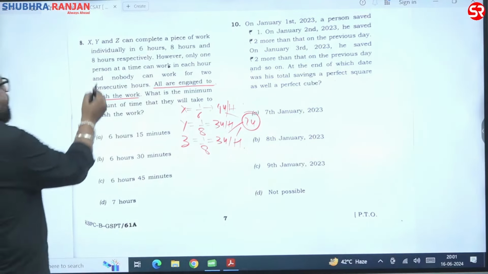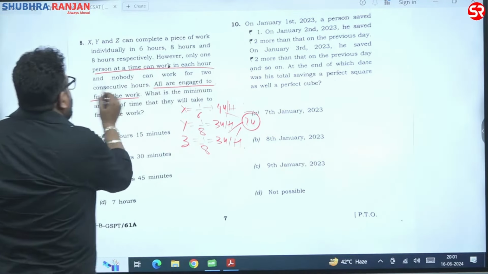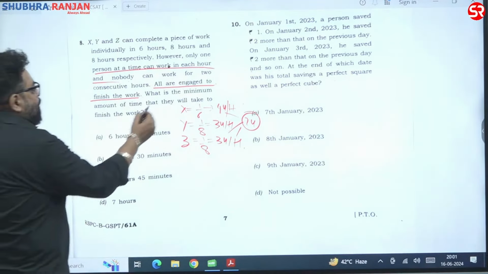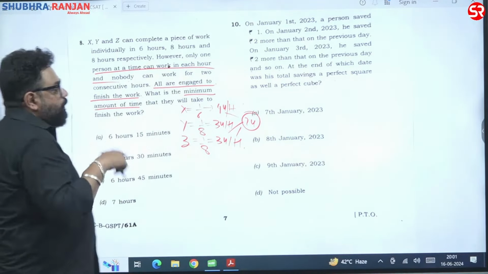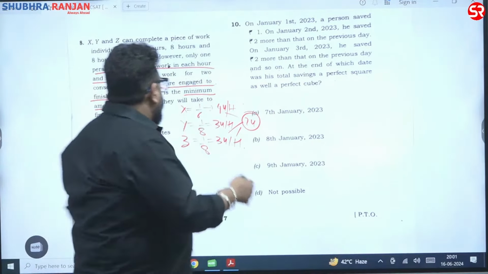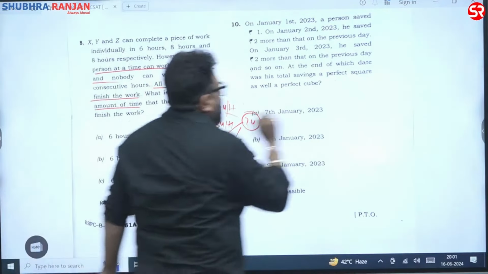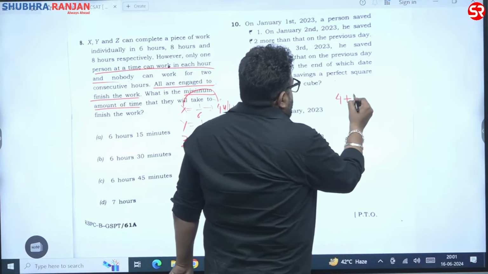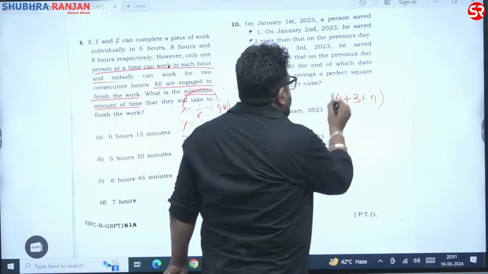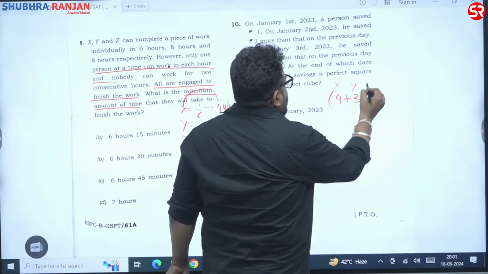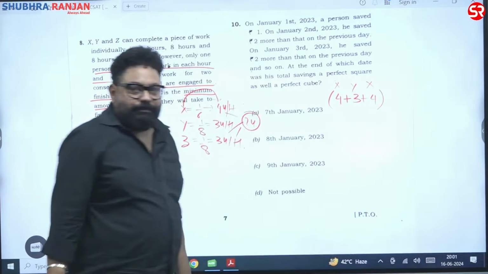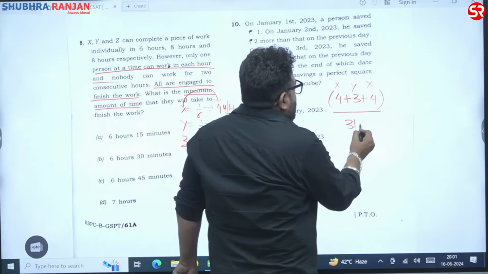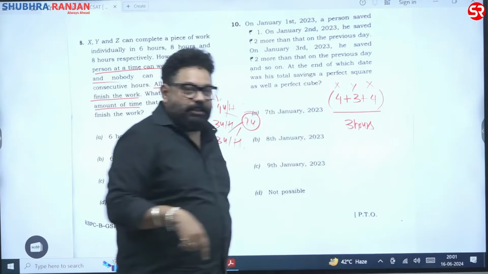However, only one person at a time can work each hour, and nobody works in consecutive hours. And again, we need the minimum amount of time, so you have to use X who is efficient. So let's see, I say first X works, then Y works, and then again X works. So I'm writing X, Y, X. Now, this is for 3 hours. Hourly work is what I'm writing.